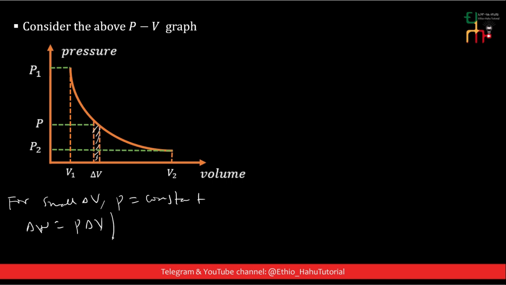The area of this rectangular strip is equal to base times height. Our base is delta V and our height is P. P times change in V is work done. This is W star. This W star is the amount of work done to change the volume of the gas by change in V. Between V1 and V2, we have infinite number of rectangular strips. If we sum up all these areas, we get total work done.